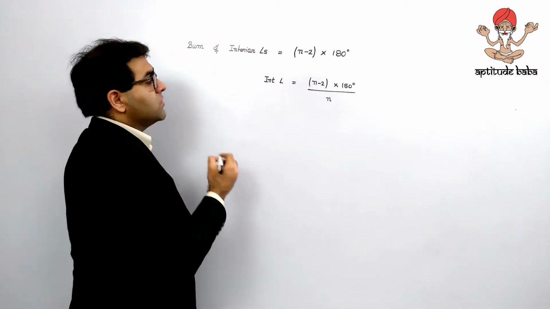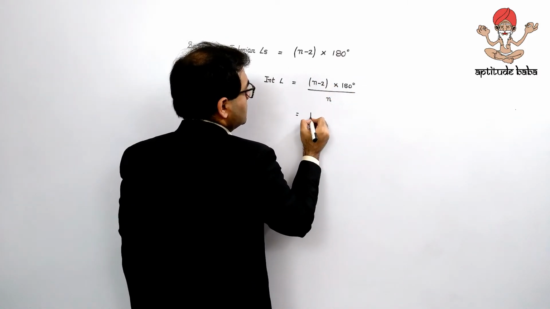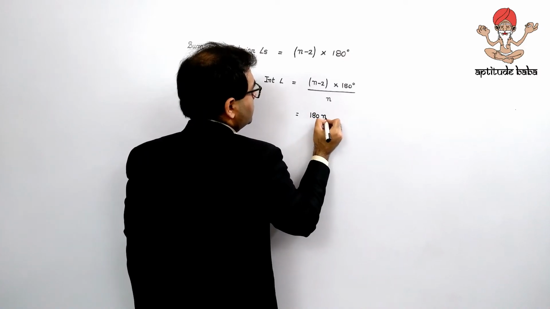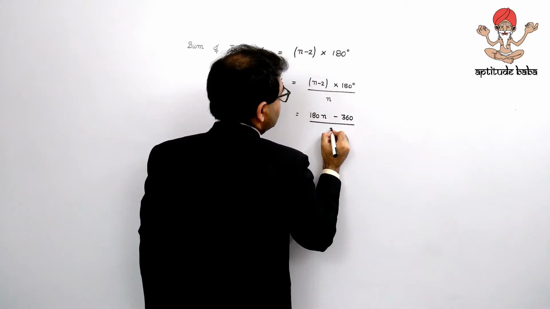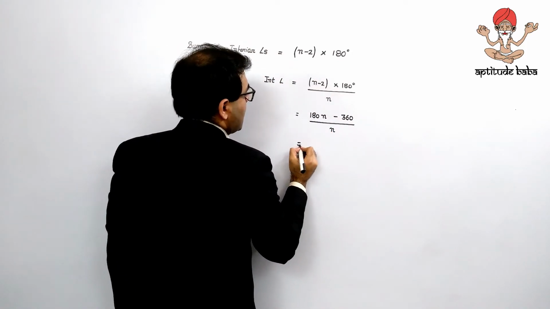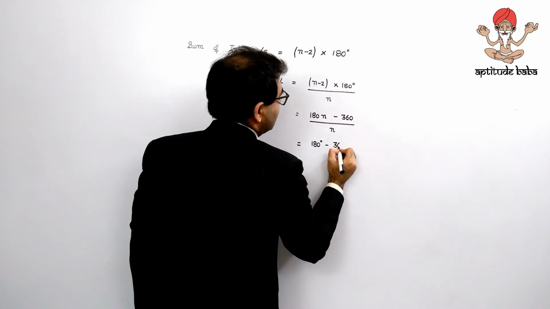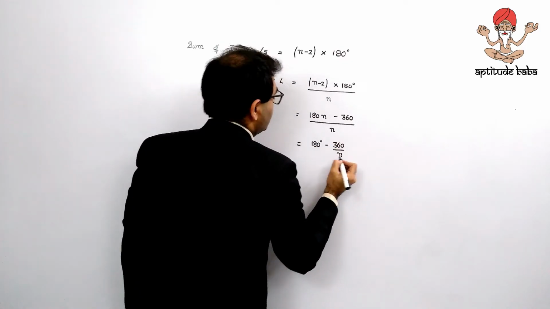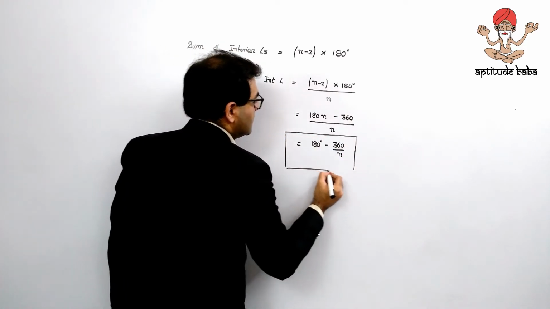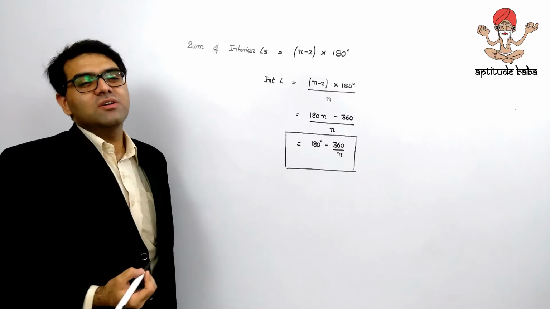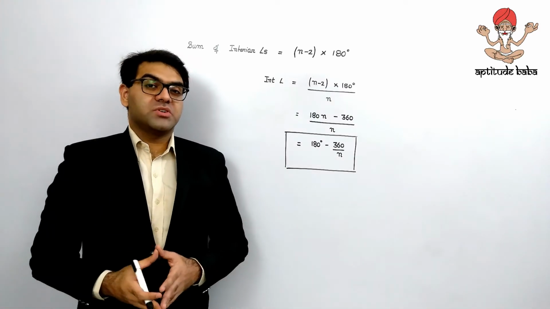Now this thing can be further simplified. I can take this 180 and multiply that with n. So 180 times n minus 2 times 180, which is 360. This entire thing gets divided by n. So what I have here in the form of an interior angle is nothing but 180 degrees minus 360 by n. That's another way of defining the interior angle for a given regular polygon. Hopefully we are able to understand this basic logic here.